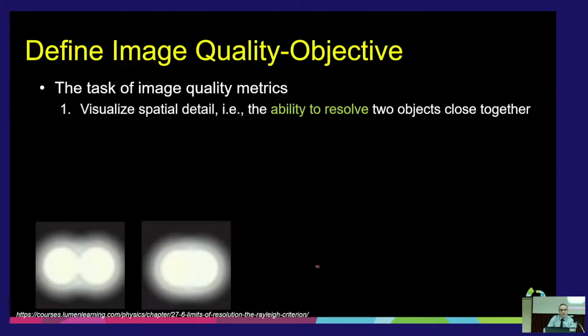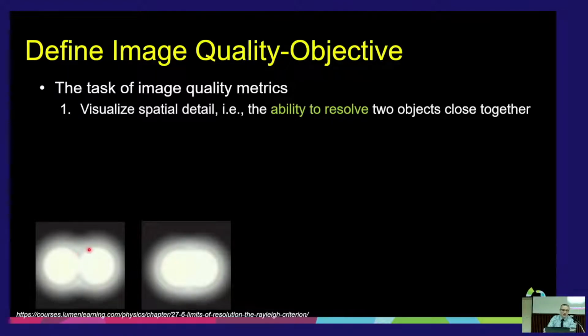So let's talk about both of these. Objectively, the task of image quality metrics can be broken down into several different things. These are things that we need to characterize to quote-unquote define image quality. First is how we can visualize spatial detail.